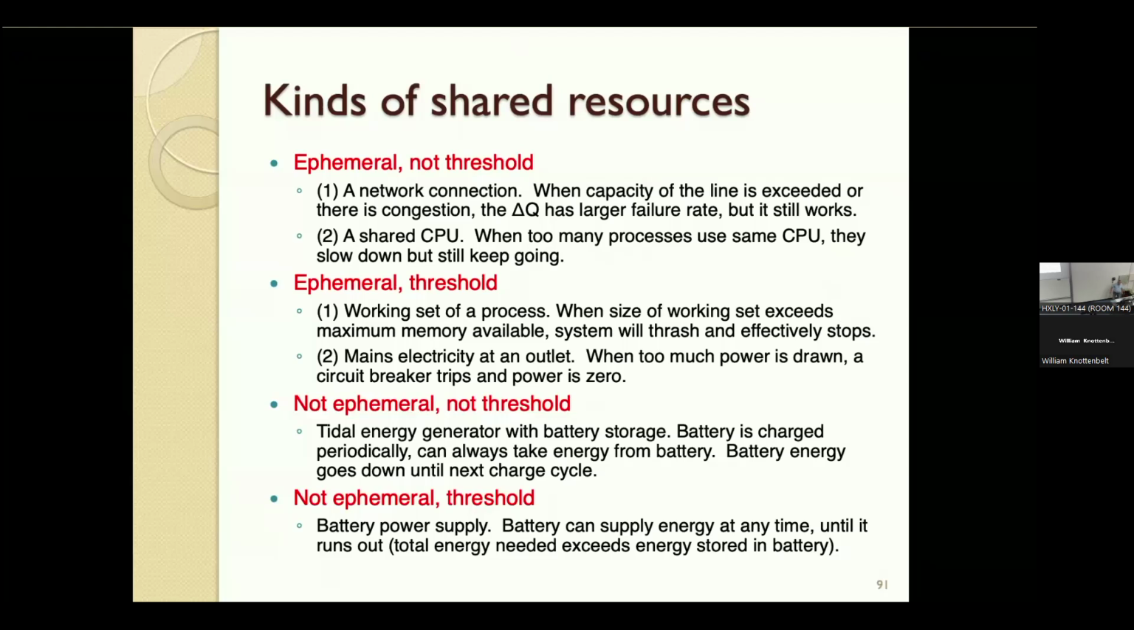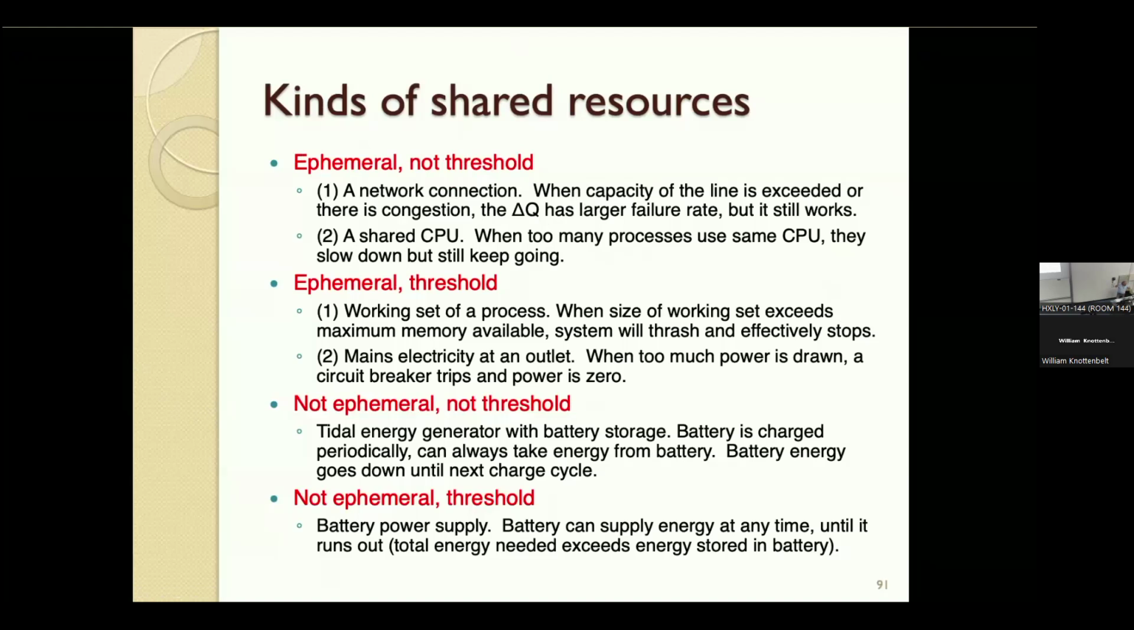So all 4 kinds of resource exist and they require different kinds of modeling. So a network connection is ephemeral, but not threshold. So the network communication exists at a particular time instant.